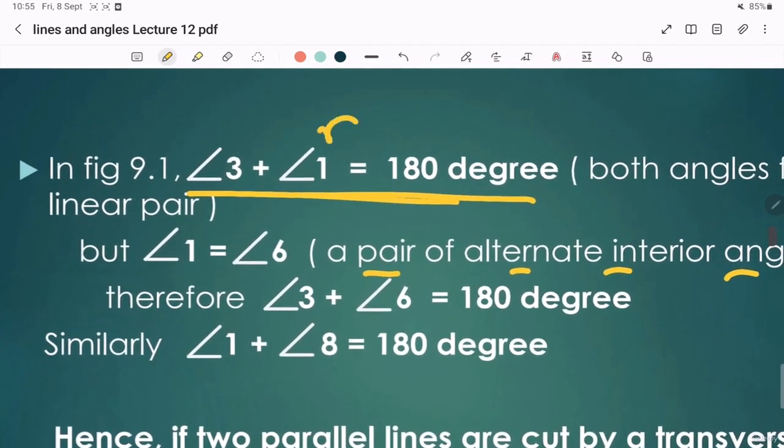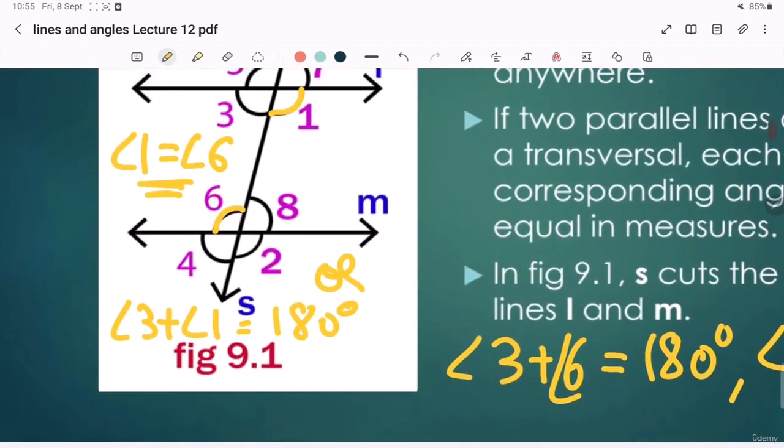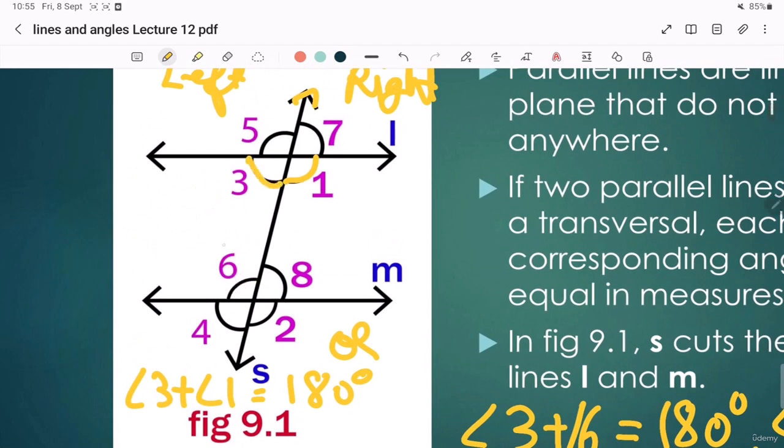So here, in place of angle 1, just write angle 6, that is angle 3 plus angle 6 is equal to 180 degrees. Angle 1 is equal to angle 6, therefore we can write angle 6 in place of angle 1. As you can see, angle 3 plus angle 6 is equal to 180 degrees. We have proved this result. Therefore, interior angles on the same side of the transversal are supplementary. Similarly, we can prove angle 1 plus angle 8 is equal to 180 degrees. So, the sum of two interior angles on the same side of the transversal is 180 degrees.